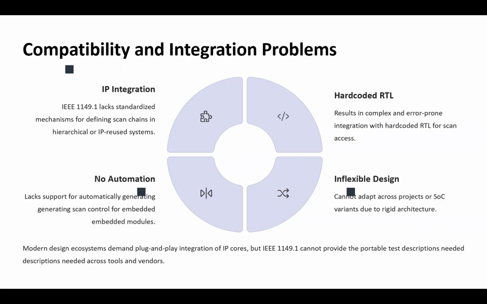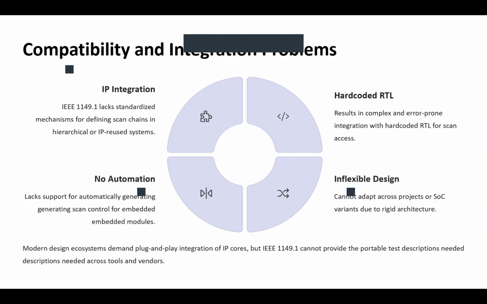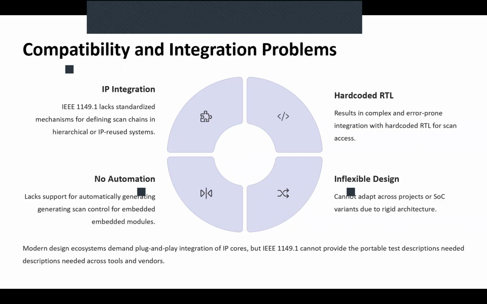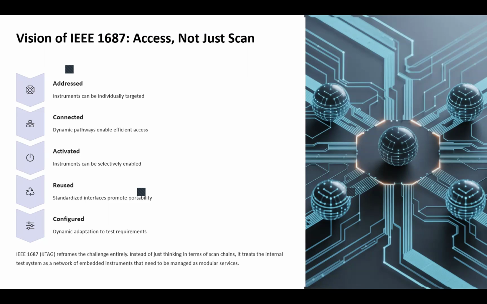In another aspect, the inflexible design of that standard is a problem, because we want to build a chip like Lego, easily plugging in blocks from different sources. But IEEE 1149 part 1 doesn't support that. That creates the vision and the motivation for developing IEEE 1687, which provides access, not just scan. It's providing the access.